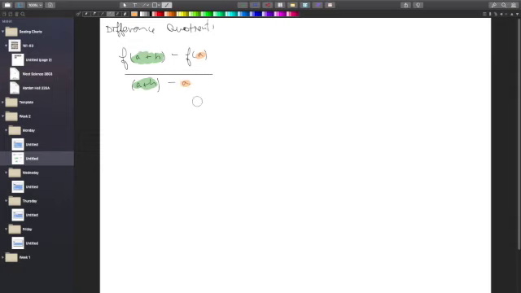But most often we do the math here and cancel these a's, and we get to this thing. So that little piece, this difference quotient, it does a lot of different things.